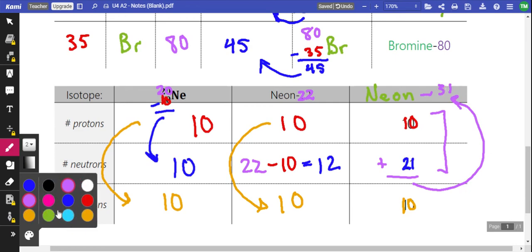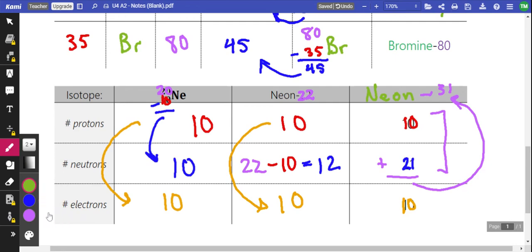And if I wanted, I could write it as a symbol where I've got an Ne to stand for neon. My mass number of 31 goes in the top left, and my atomic number of 10 goes in the bottom left. And I'm good to go.